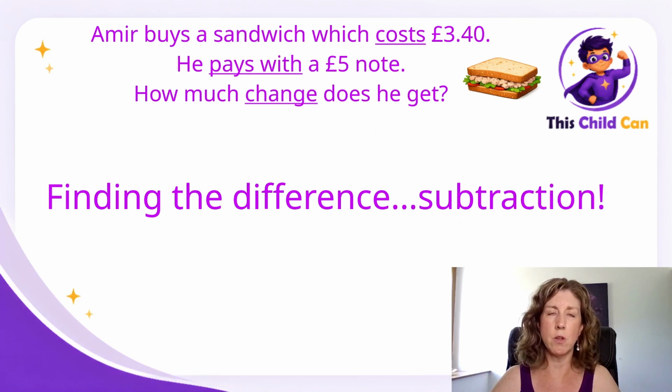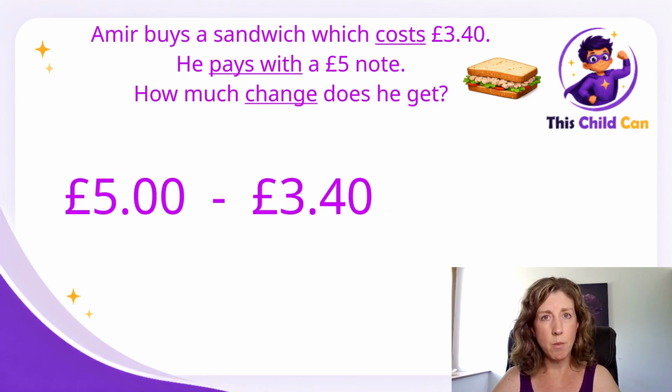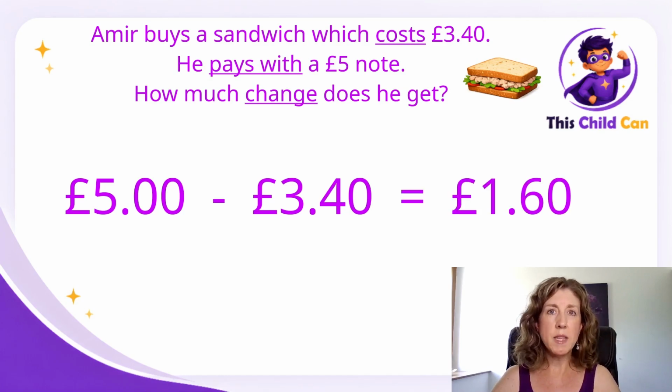So that's what we're going to do here. One possible method would be to do £5 take away £3.40, which equals £1.60. You could always convert this to pence beforehand, like we did in the previous example. Now, some children like to count on rather than subtract. This is a useful method when the numbers are quite close together, but for something like this, subtraction is a better option.